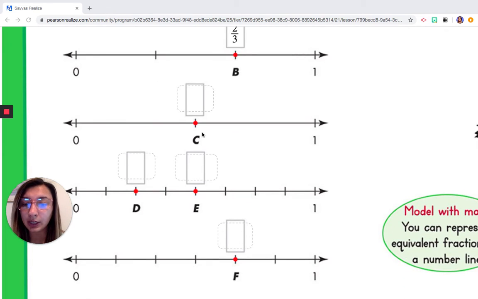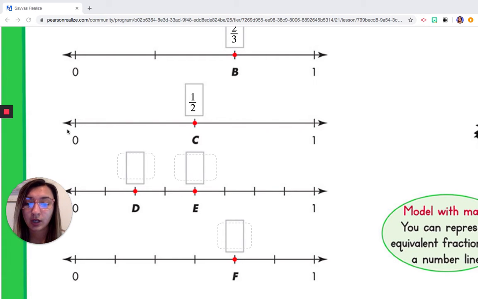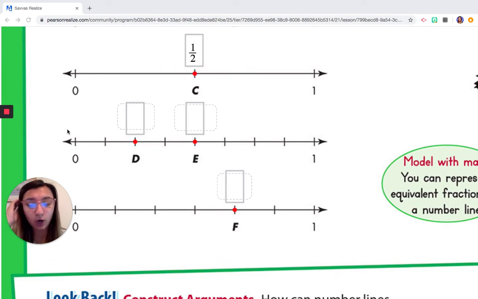Same thing here. We're going to see how many equal parts we have. We have 1, 2. So 2 is going to be our denominator. And here is going to be 1. So it's going to be 1/2. I'm going to write that in for you. There we go.